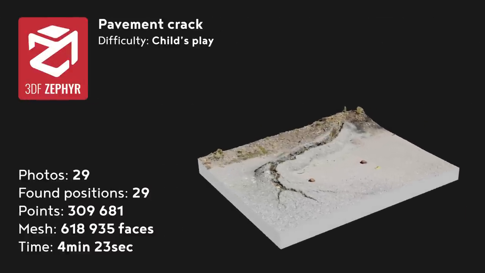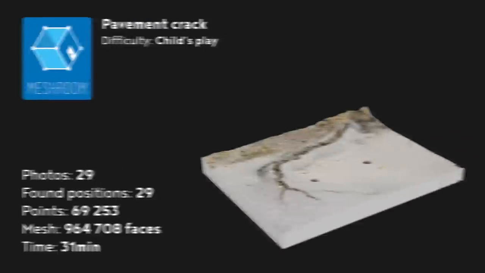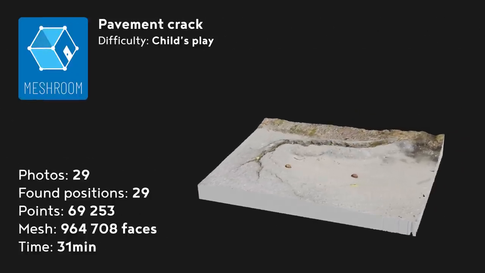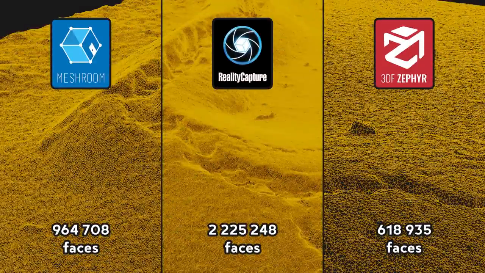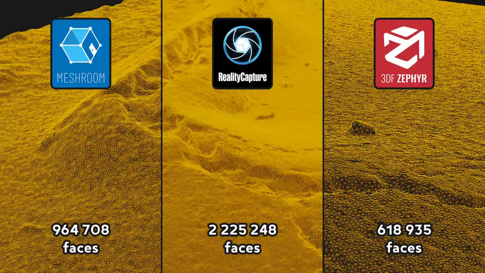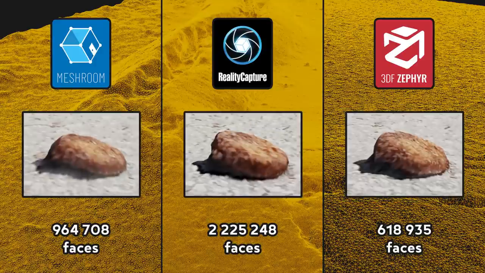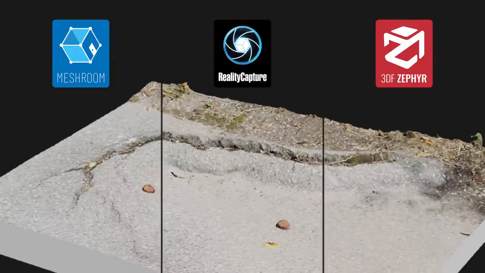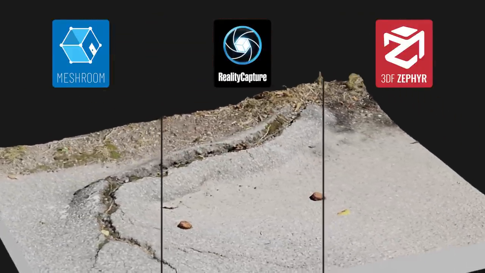Zephyr, on the other hand, took just over 4 minutes, while Meshroom lagged behind at over half an hour. The models, though, are comparably high quality. While the mesh out of Reality Capture is much more dense, the quality and reproduction of the smaller details is still better with 3DF Zephyr, which is obvious when you look at the smaller pebbles on the ground. Still though, a completely acceptable result from all three programs.